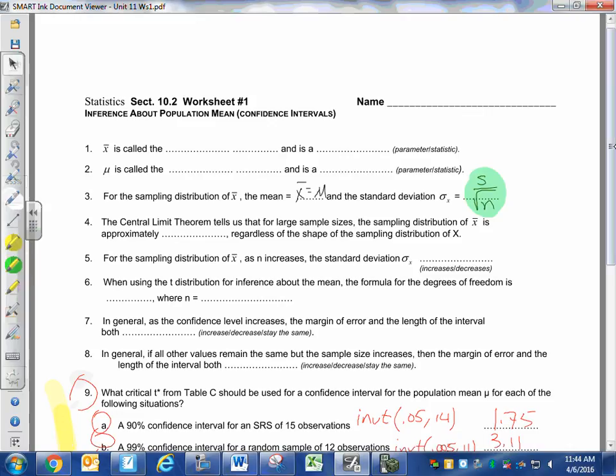When using the t-distribution for inference about the mean, the formula for degrees of freedom is n minus 1, where n is the sample size. Degrees of freedom is just 1 less than the sample size.